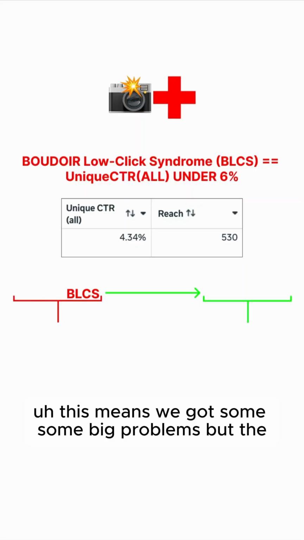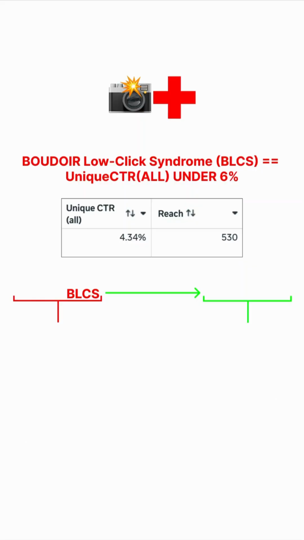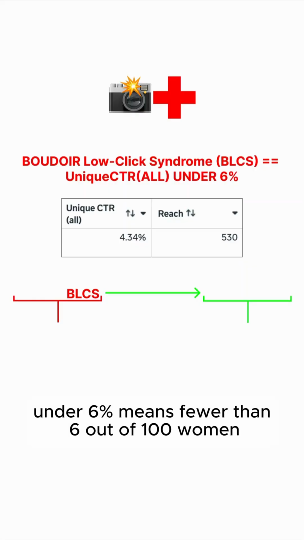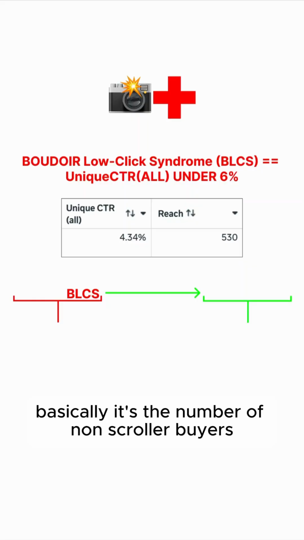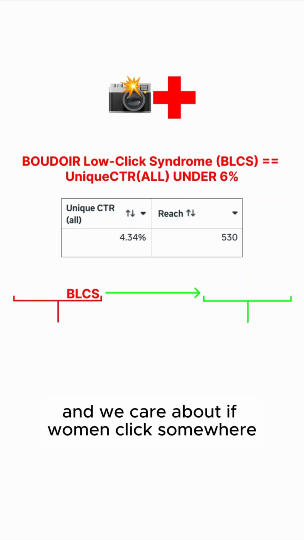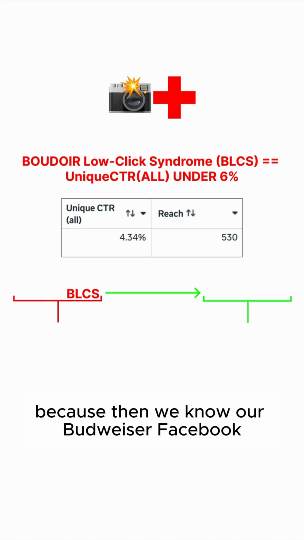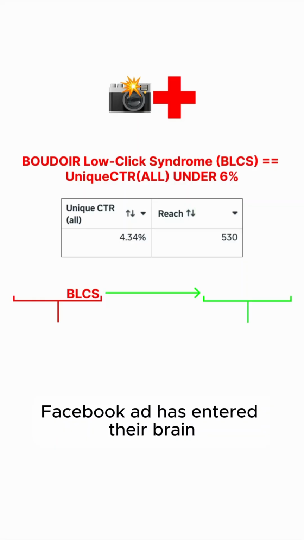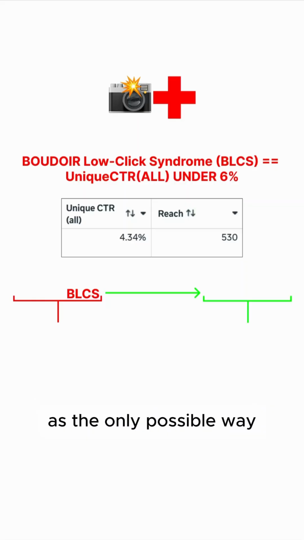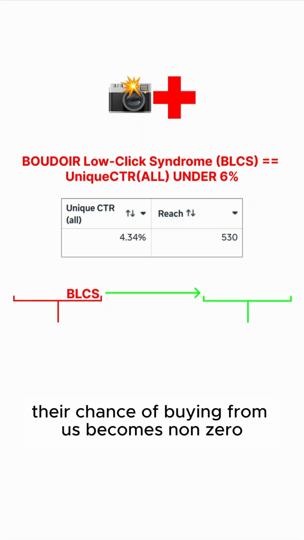Unique CTR all under 6% means fewer than 6 out of 100 women are clicking somewhere, anywhere on our Boudoir Facebook ad. Basically, it's the number of non-scroller buyers. And we care about if women click somewhere, anywhere on our Boudoir Facebook ad because then we know our Boudoir Facebook ad has entered their brain. And we care about that because if our Boudoir Facebook ad has entered their brain, that is the only possible way their chance of buying from us becomes non-zero.